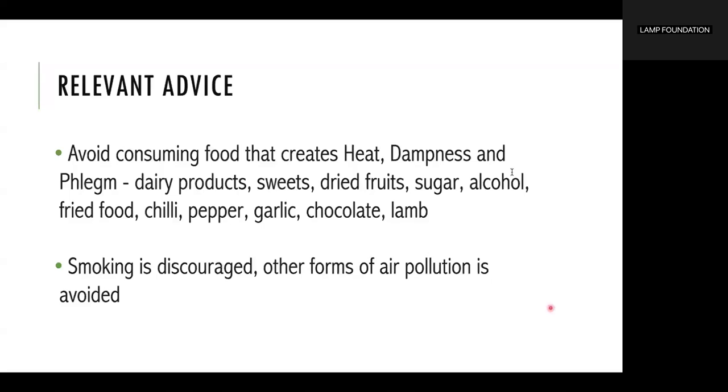A person with phlegm heat in the lung should avoid consuming food that creates heat, dampness, and phlegm. This includes dairy products, sweets, dried fruits, sugar, alcohol, fried food, chili, pepper, garlic, chocolate, and lamb. Smoking should be discouraged, and the person should avoid other forms of air pollution.